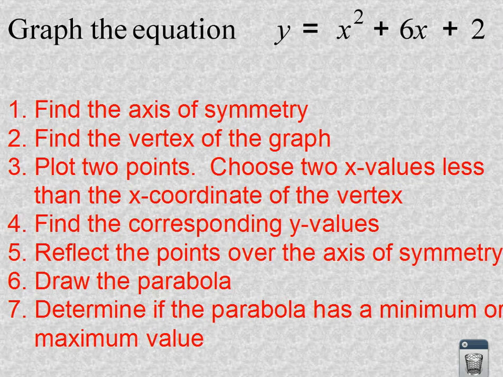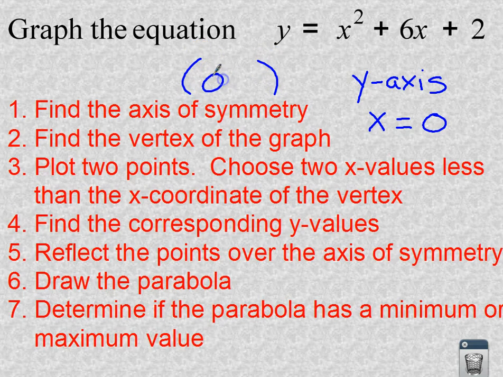The first thing we're going to do is locate the axis of symmetry. That's kind of our mirror points. We've been used to using the y-axis as our axis of symmetry, and the equation for the y-axis is x equals 0, because if you were to plot all of the points on the y-axis, 0 is always going to be your x-coordinate, which is why we call it x equals 0.